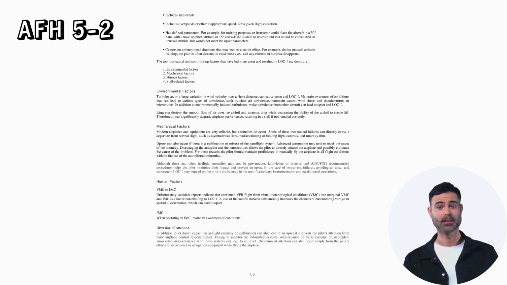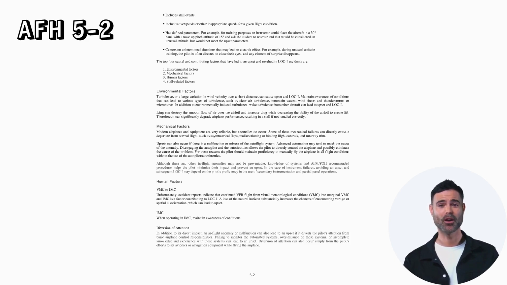For example, during unusual attitude training, the pilot is often directed to close their eyes, and any element of surprise disappears. The top four causal and contributing factors that have led to an upset and resulted in LOC-I accidents are: 1. Environmental factors, 2. Mechanical factors, 3. Human factors, 4. Stall-related factors. Environmental factors.